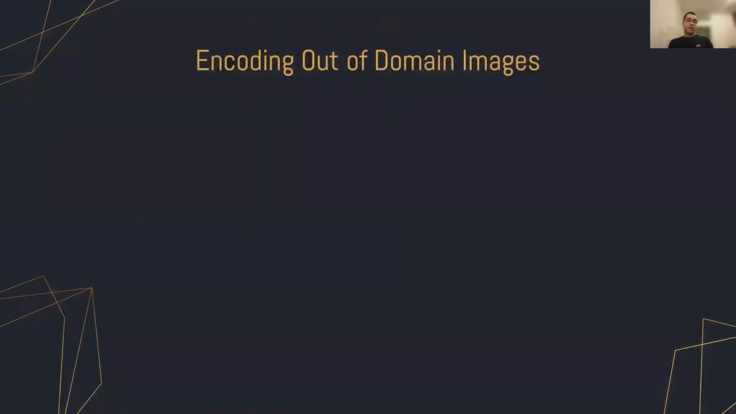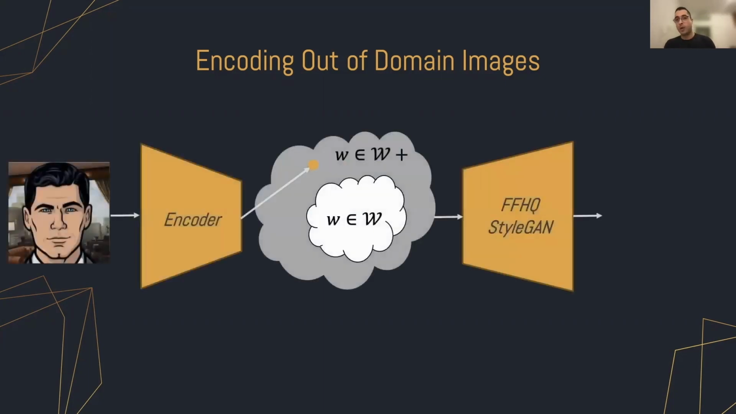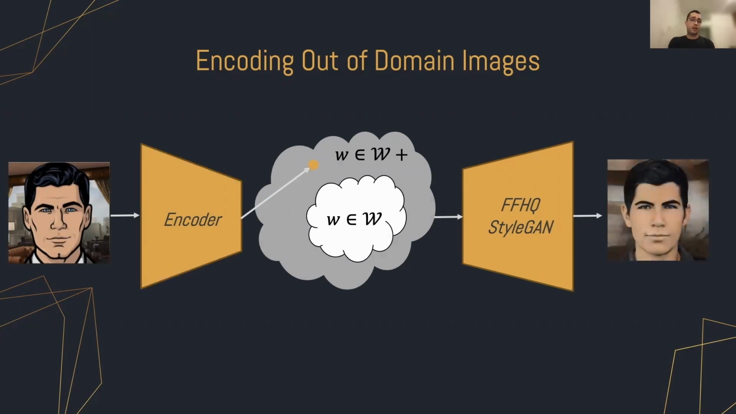And the question is, what about out-of-domain images? We saw that PTI is able to handle this by tuning the StyleGAN generator. Can the same thing apply with HyperStyle? And just to show you that encoding out-of-domain images with encoders is not really possible, here's an image, a cartoon from the show called Archer. And we can see here on the right that we actually get a sort of realistic version of the cartoon, which is quite cool, but it's not really what we're looking for here. We're actually trying to reconstruct the cartoon itself.